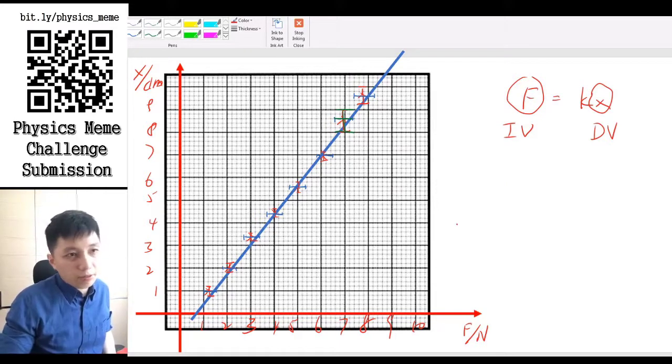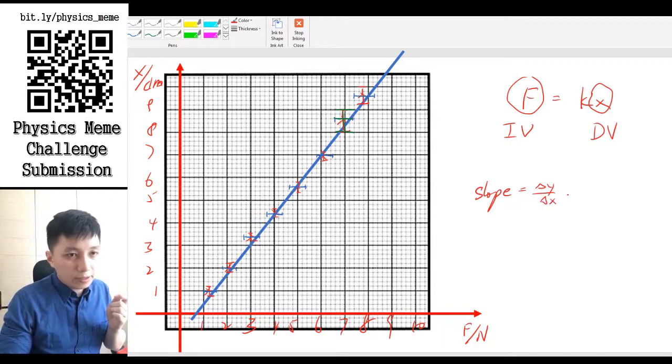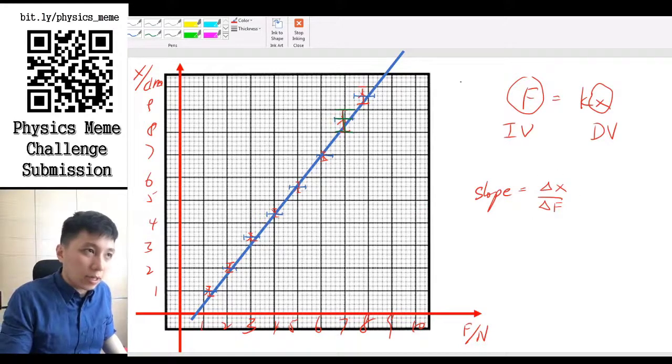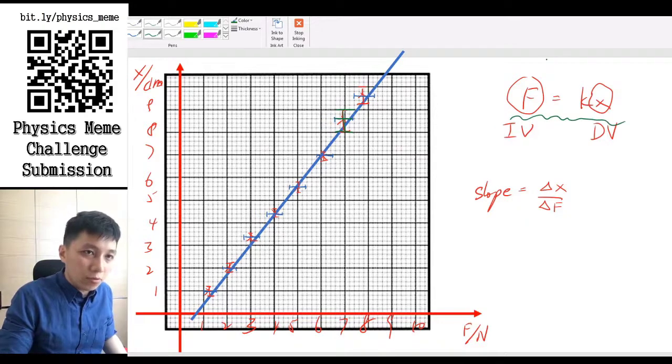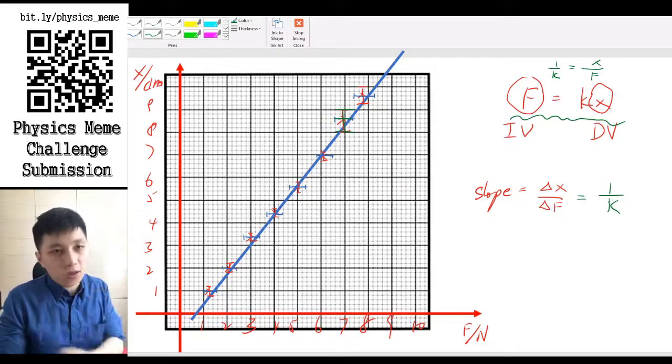The answer can be derived by looking at the x and y axis, because the slope in mathematics is delta y over delta x, and here physically it will actually be delta extension x over delta F, or you call it rise over run in mathematics. So if you look at this and look at the original equation that we know, F equals kx, you can rearrange the equation as x over F equals 1 over k. So that is to say the slope actually means 1 over k. k is the spring constant.